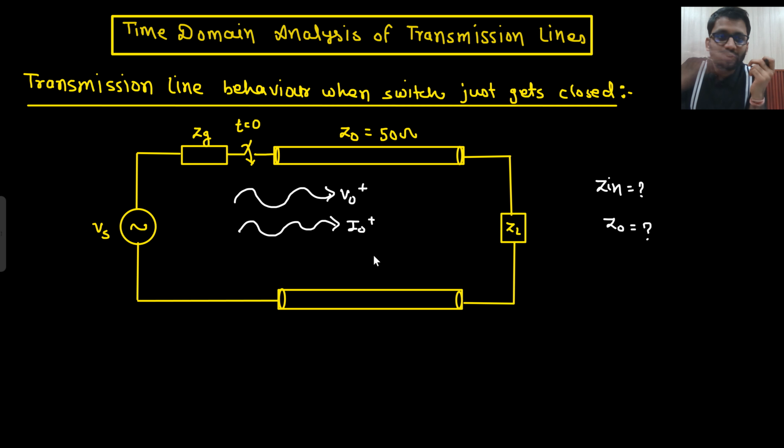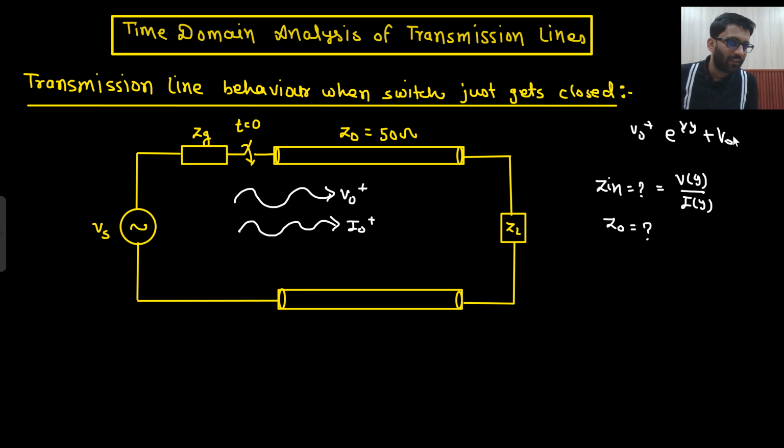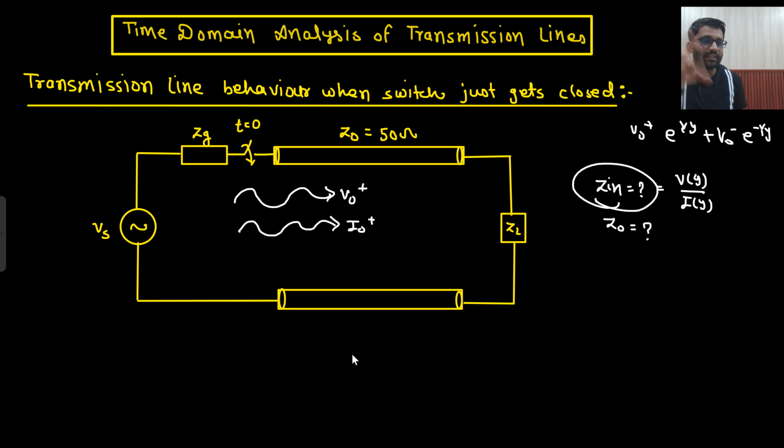Why is that so? Because there is no reflected wave. What is Z in? Z in is Vy by Iy. In Vy you will have the incident wave, e to the power gamma y, and the reflected wave as well. So Vy and Iy you will get after incident and reflection. That means at steady state you will see Z in. But just as the switch is closed, at t equals 0 plus, you will see Z0. Is that point clear? This is a very important point, and a lot of people just remember that once you do the time domain analysis, at t equals 0 plus you replace the circuit with Z0. But why are you replacing it with Z0?